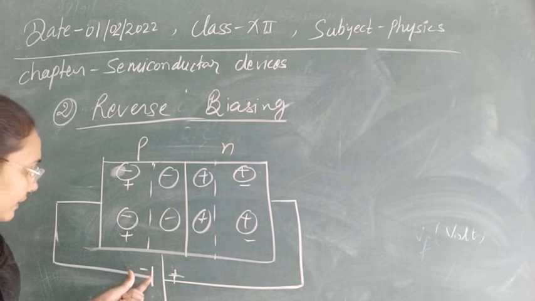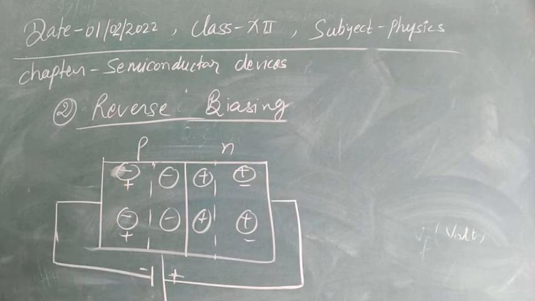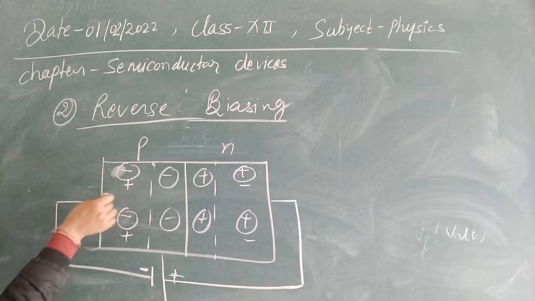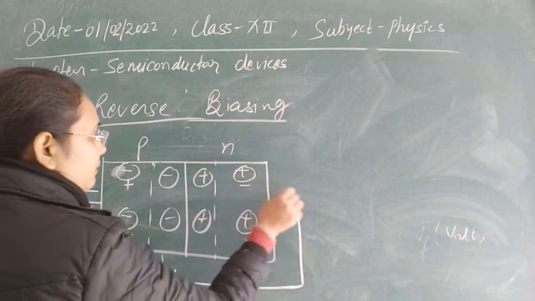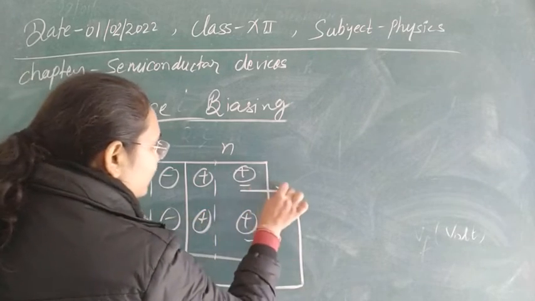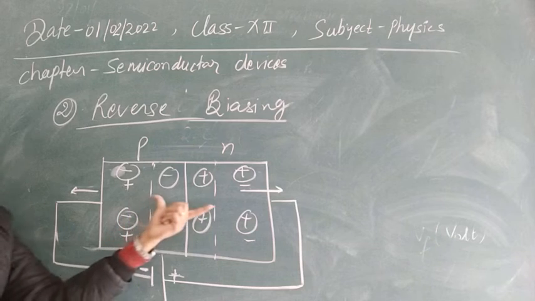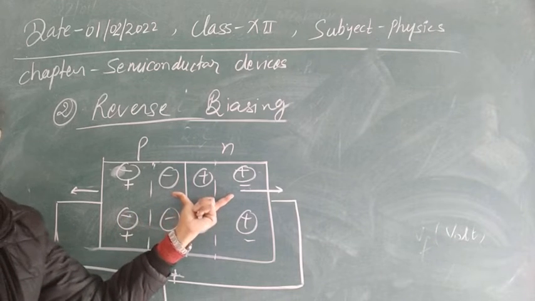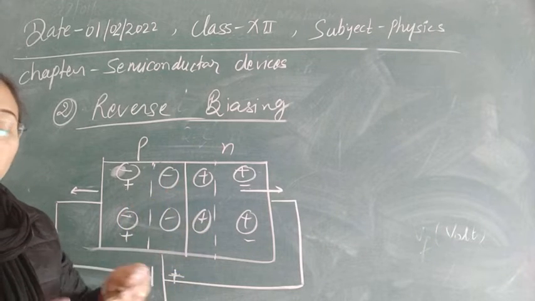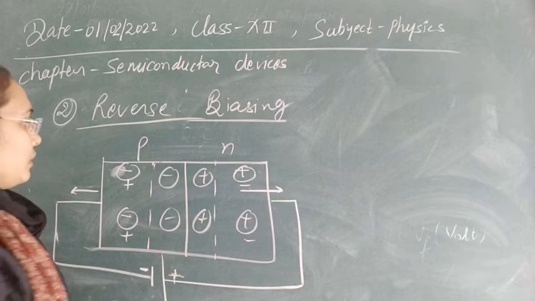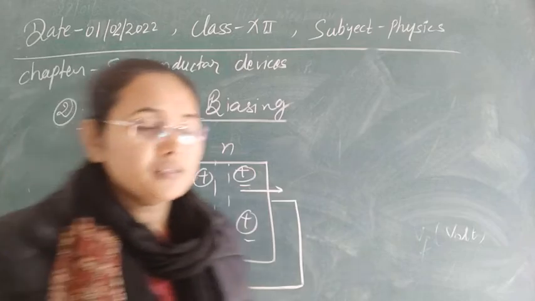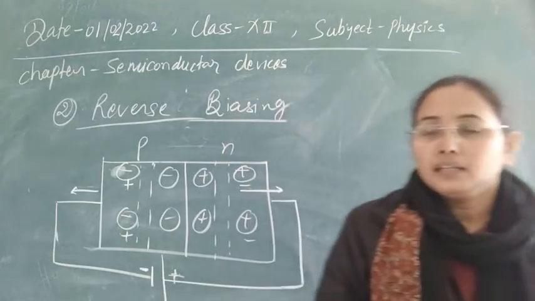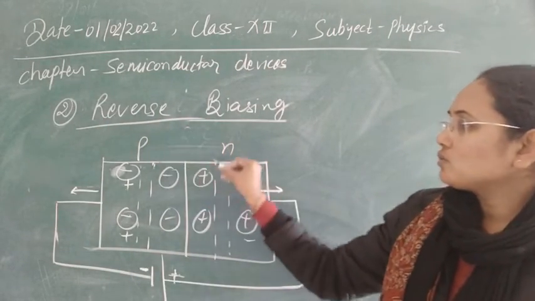So when we connect the negative terminal to the P side, this negative terminal will start to attract the holes towards it, and similarly the positive terminal will start to attract the electrons towards it. It means these charge carriers, which have to meet here, are going away from the junction. So the depletion region width will start to increase. Exactly, the depletion region width increasing means the barrier potential is also increasing.